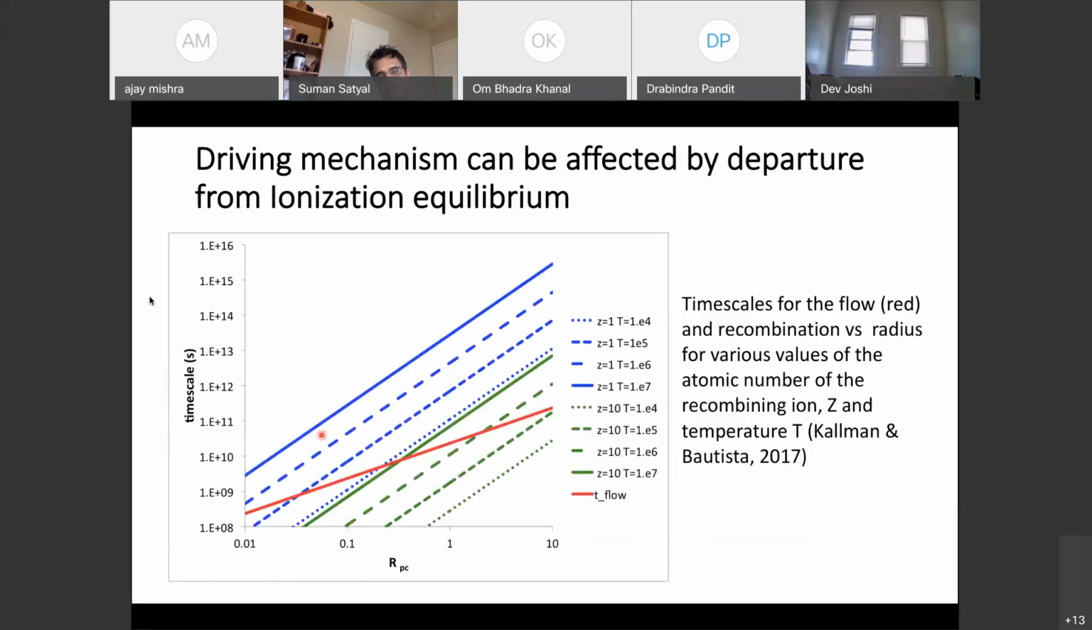Here, the red line represents the flow time scale, and the blue line and green line represent the recombination time scales for various values of atomic number of recombining ions. This shows that the recombination time scale is comparable to or greater than the flow time scale for much of the parameter space, in particular for lighter ions, higher temperature, and farther from the radiation source. So in this case, we have to take time-dependent calculation, and I will explain how this is done in the coming slide.